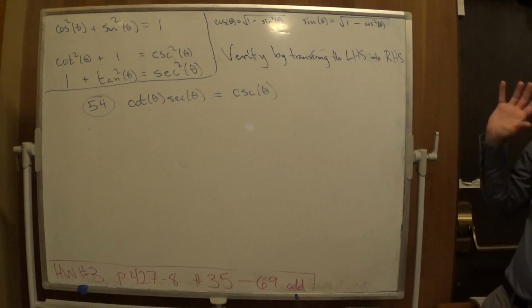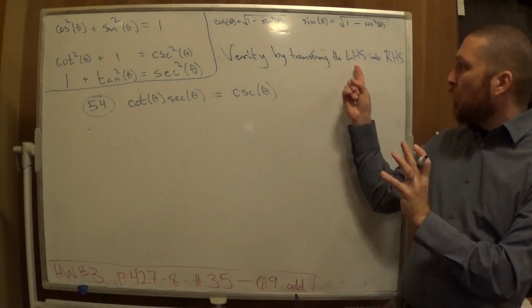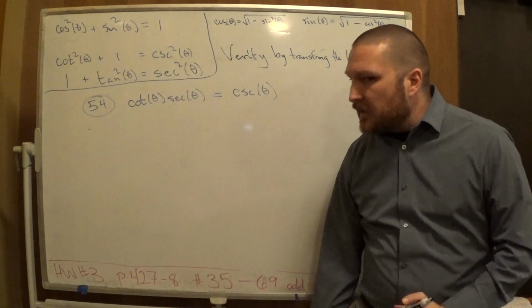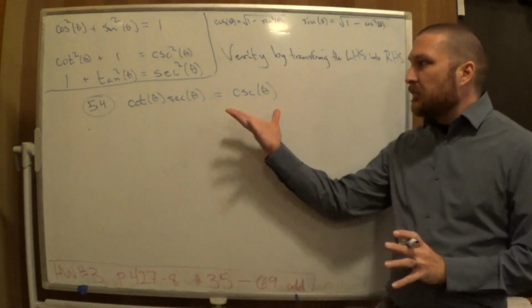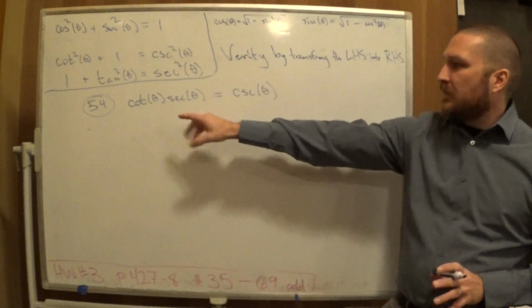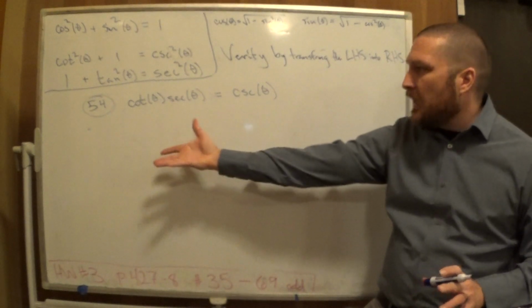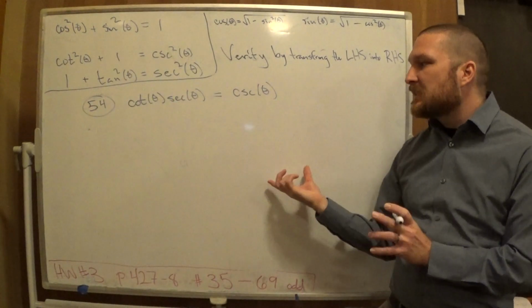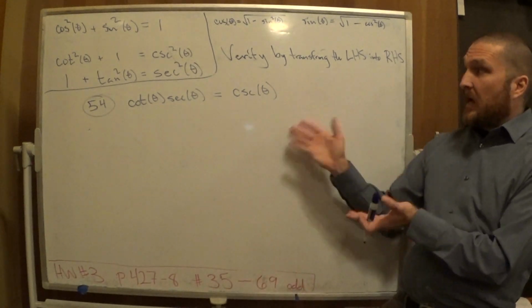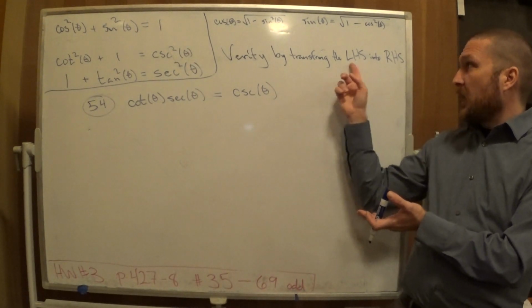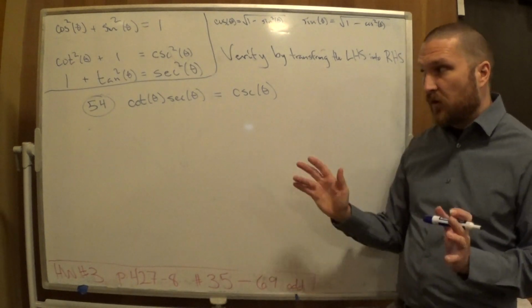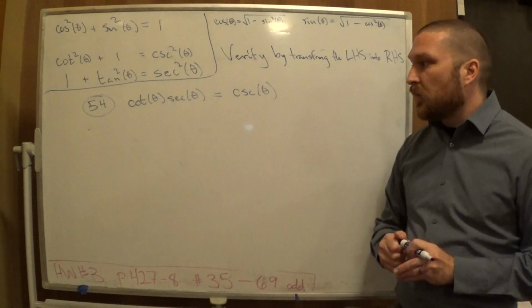Oftentimes they give it to you so that the more complicated one is on the left-hand side, and 9 times out of 10, that's where you want to start. Anytime you're given an identity to verify, find the more complicated side, this one's obviously more complicated, and turn it into the less complicated side. It's usually how you want to do it, and it's usually how they present it. They put the more complicated stuff on the left-hand side. It won't always be that way. Sometimes you'll run into some weird ones, but that's usually what you want to do.